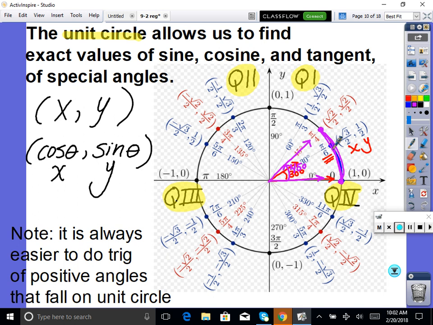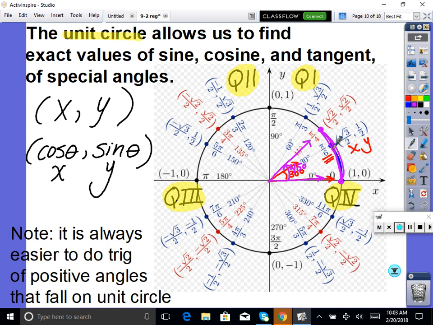So remember, the cosine at that xy point is the x value, and the sine at that angle is the y value. So let me say that one more time. The cosine at that angle is the x value, and the sine at that angle is the y value. Cosine is x, sine is y.